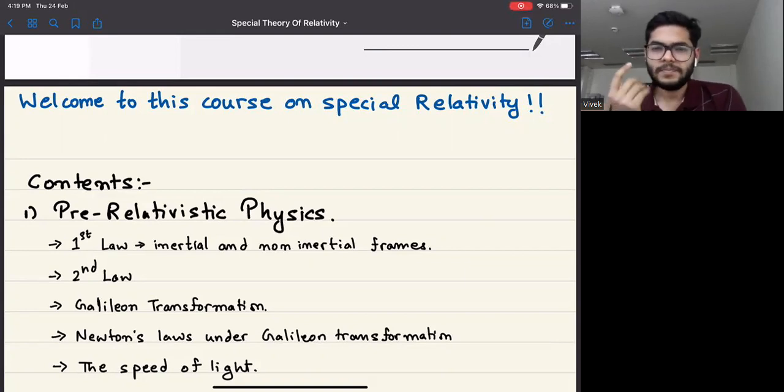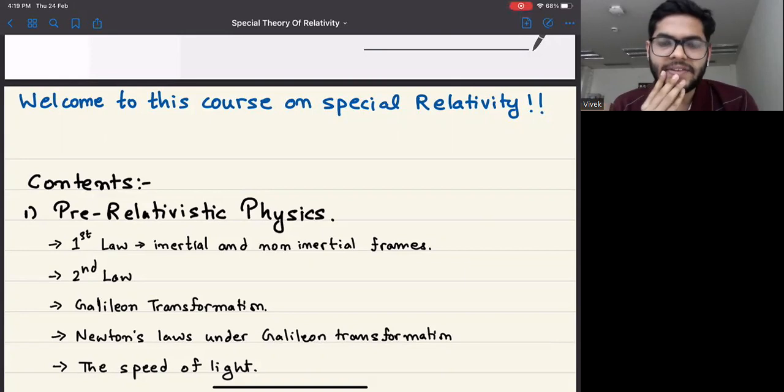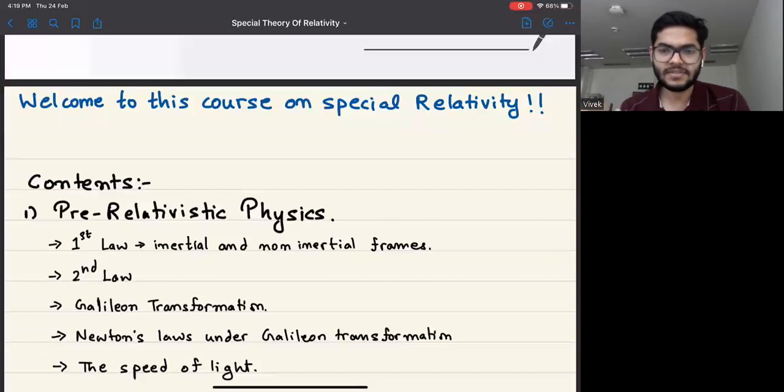And around 200 years before the discovery of special relativity, the laws of nature were described by the three famous laws of motion given by Newton. And for around 200 years, it was thought that they give the correct notion, the correct theory on nature.